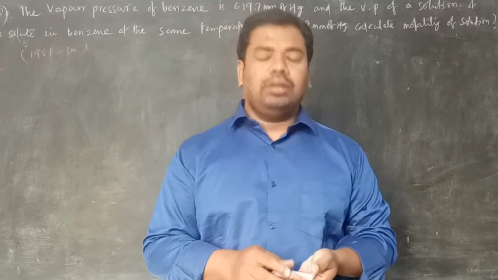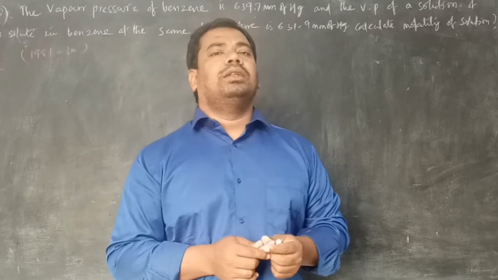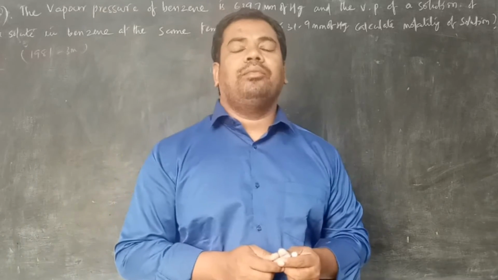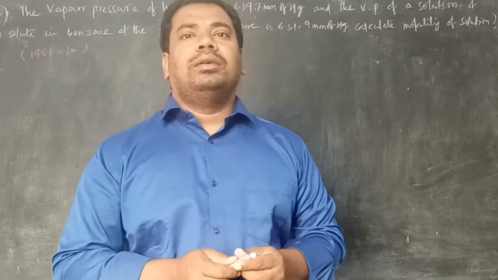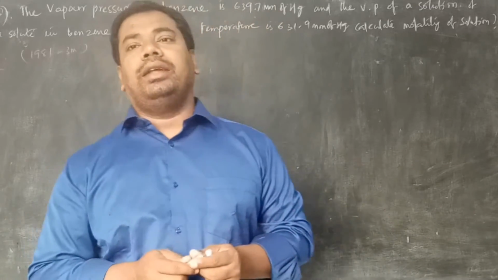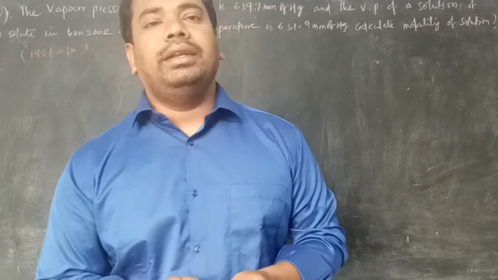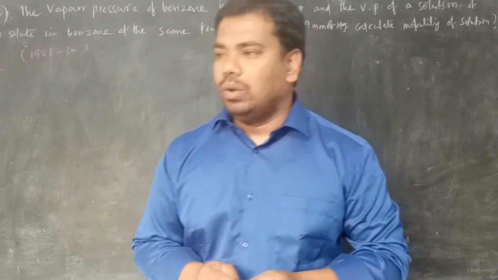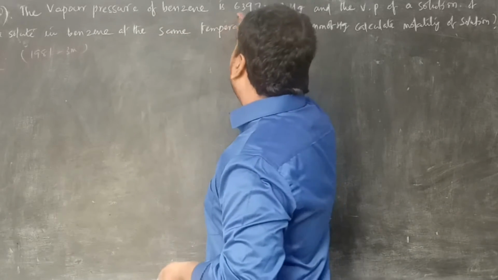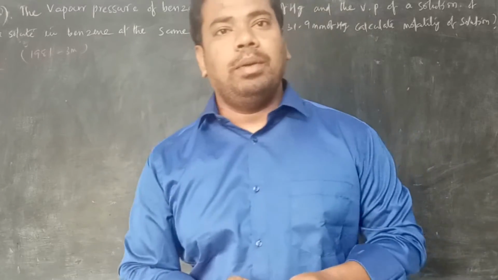Here the vapor pressure of the pure solvent benzene and the vapor pressure of the solution are given, and we are asked to calculate the molality of the solution. This question was asked in IIT JEE 1981 for 3 marks. The vapor pressure of benzene is 639.7 mm of Hg.